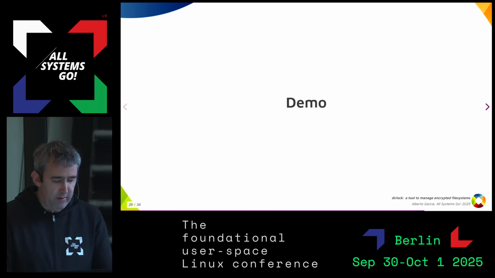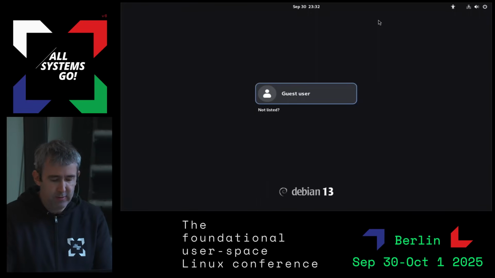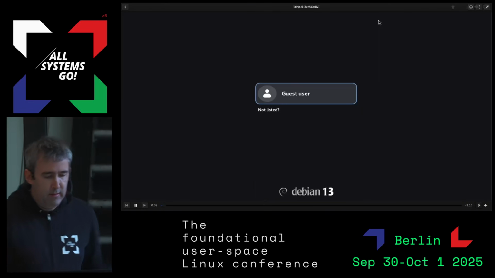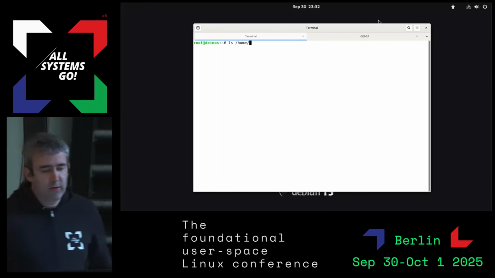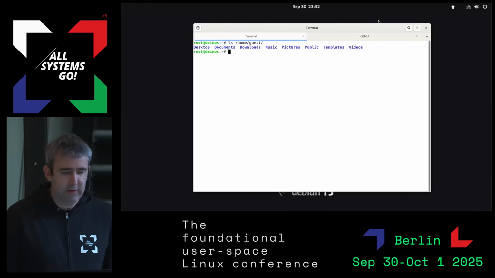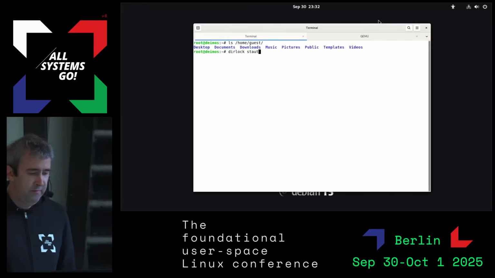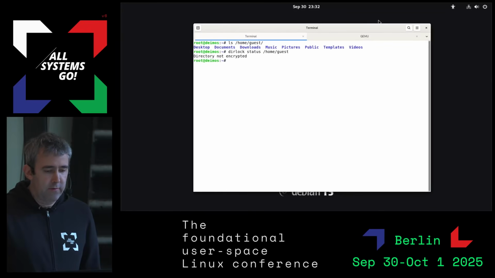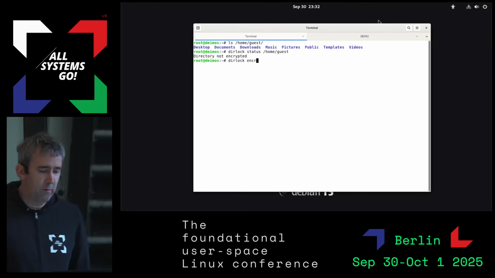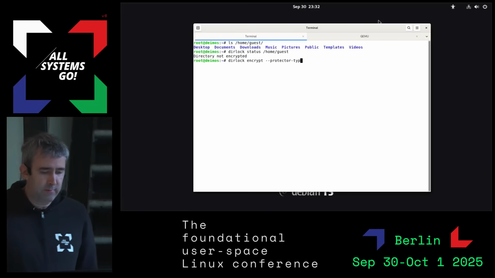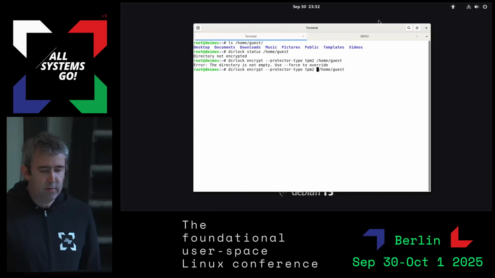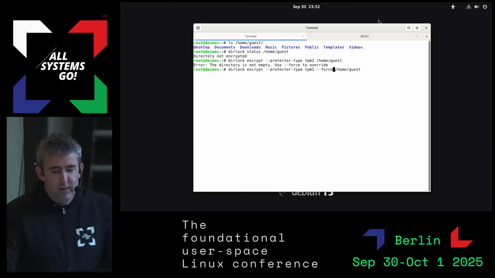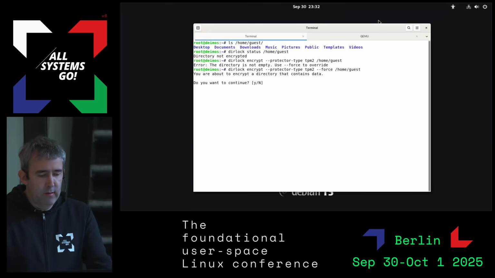And now we'll show a quick demo. I have a video recorded. This is a VM. This is a normal Debian, this is not SteamOS, and it has a user account called guest that is unencrypted. You can see the contents. If you run dirlock status, it shows that it is not encrypted. So we're going to encrypt it now with a TPM protector. This virtual machine has a TPM. So once we encrypt it, we need to enter the PIN that we're going to use to unlock the account.